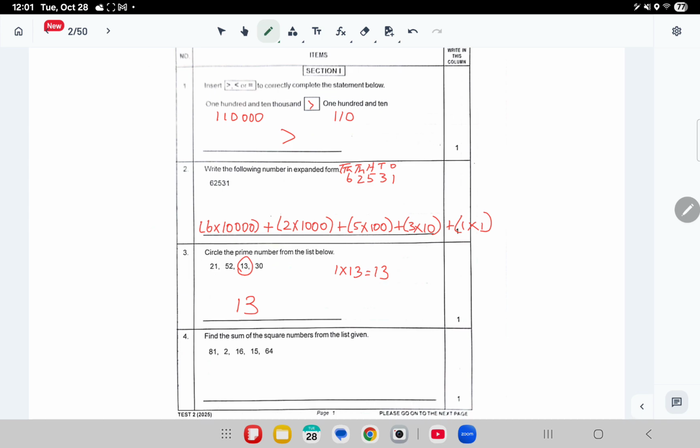So find the sum of the square numbers from the list below. So first we need to identify the square numbers. We know a square number is the result of multiplying a number by itself. So the square numbers we have in this list here are 81, 16, and 64. Then they said to calculate the sum. Sum means to add. So to calculate the sum, we have 81, add 16, add 64, and that will give us 161.